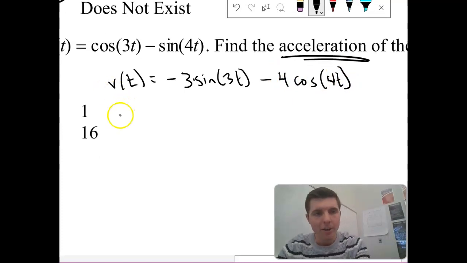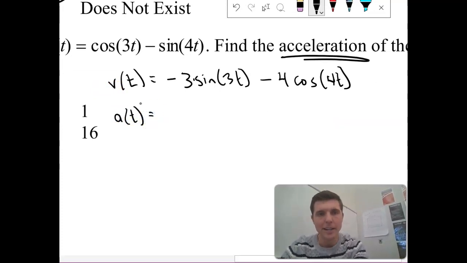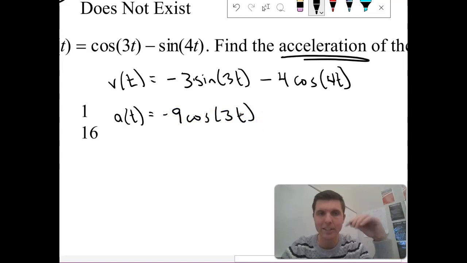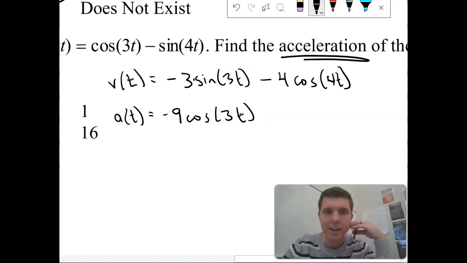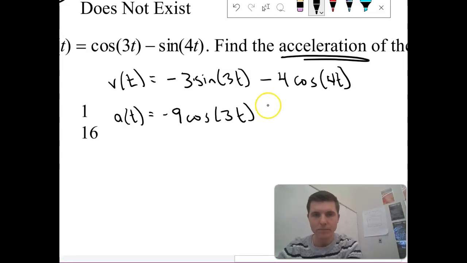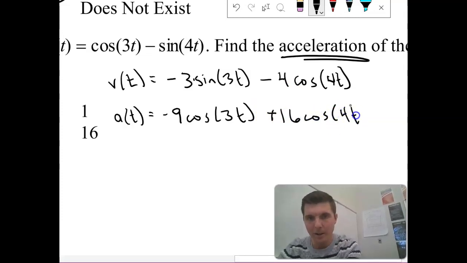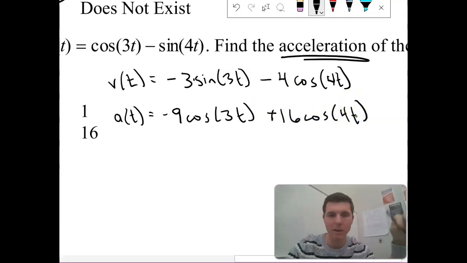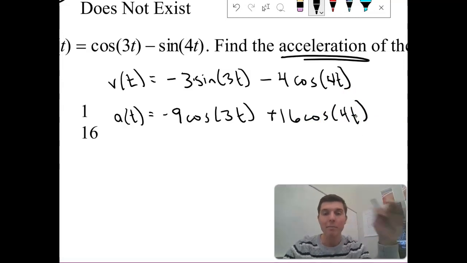Our second derivative will give us acceleration, so a of t. Derivative of sine is cosine. It'll be -9 times cosine of 3t. That sign doesn't change when I go from sine to cosine. I multiplied by 3 again, the derivative of that inside. And then this one, cosine to positive sine, so it's plus 16 sine of 4t. Remember, every time we're just multiplying by 4 again, multiply by derivative of the inside. Okay, so I have my acceleration function.